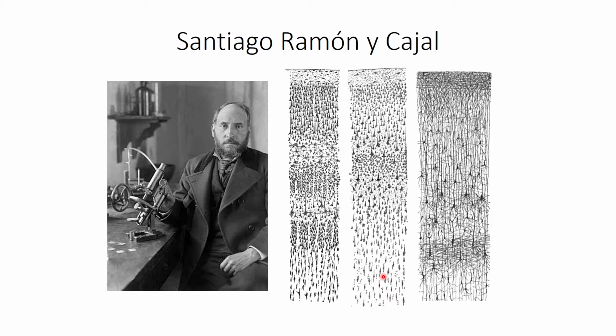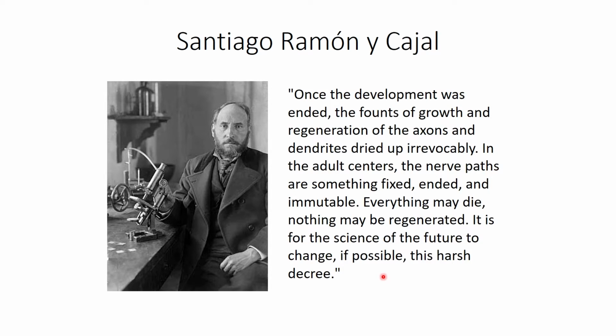But one other thing that Santiago Ramon y Cajal had said is this. So here's a quote. "Once the development was ended, the founts of growth and regeneration of the axons and dendrites dried up irrevocably. In the adult centers, the nerve paths are something fixed, ended, and immutable. Everything may die, nothing may be regenerated. It is for the science of the future to change, if possible, this harsh decree." Man, he knew how to write back then. Quite beautiful. But what he's basically saying is that there's a lot of change that happens in young brains.